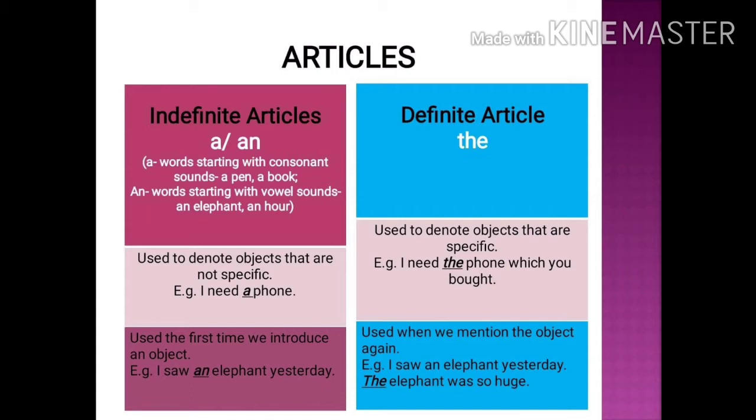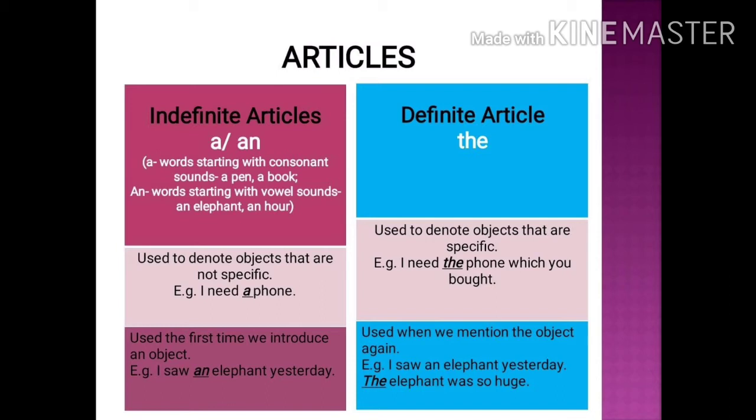Definite article the is used to denote objects that are specific. When you use the in front of a noun, you are very particular about the noun. Look at the example given here. I need the phone which you bought.